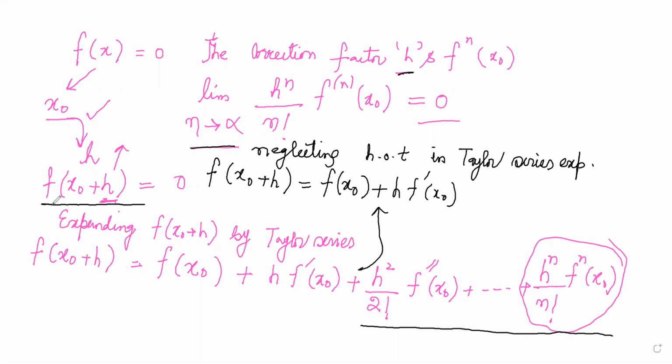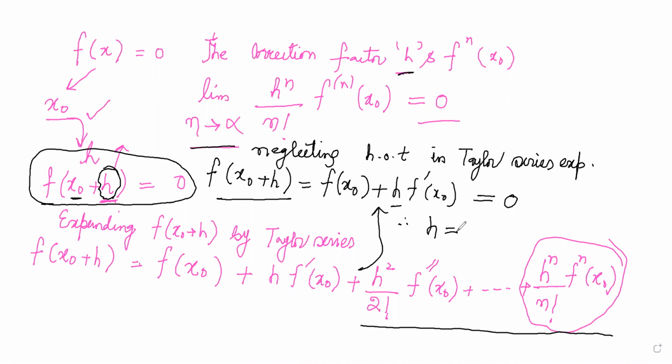But look here, to the initial approximation we are adding the correction factor h such that x naught plus h becomes our solution. That is, f of x naught plus h is equal to 0. Therefore, this entire term is equal to 0, and we can say the correction factor h becomes equal to minus f of x naught divided by f prime x naught. Okay, so what does this mean?